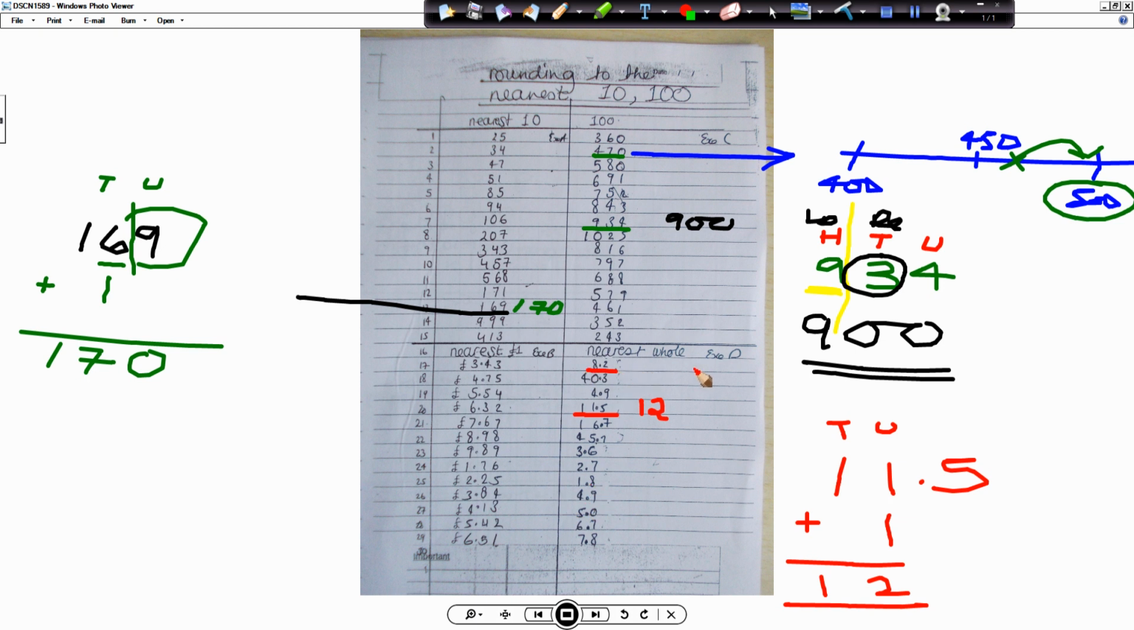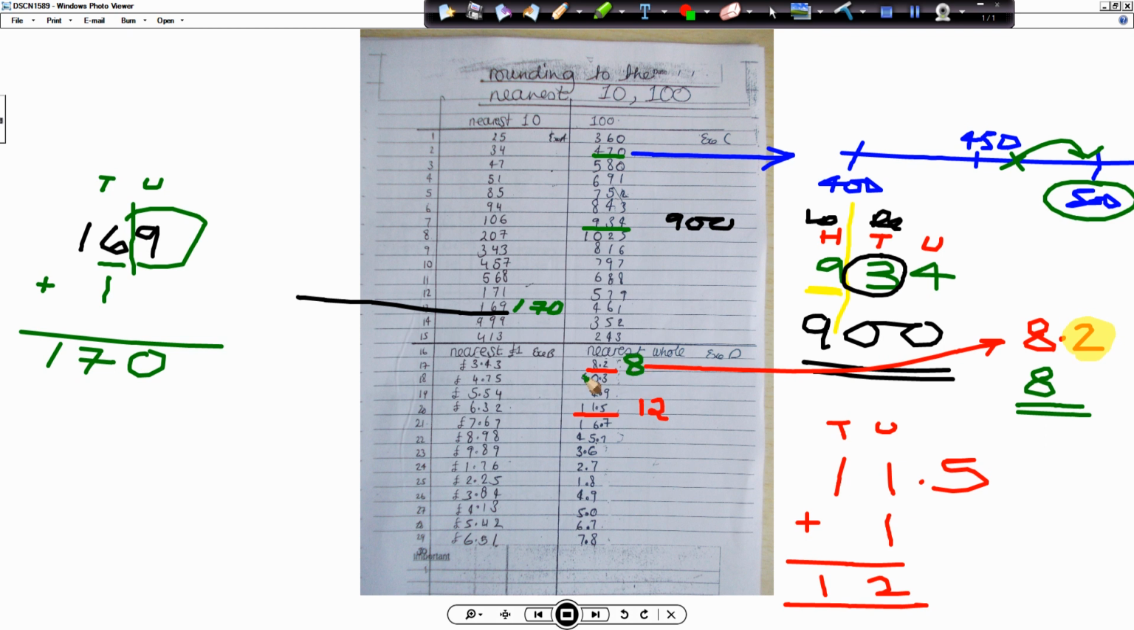8.2. Now 8.2, look at the nearest whole number. Which number do we use for checking? This is the number that we look at. If this number is 5 or more, we add 1 to the 8. Is it 5 or more? No. So what do we do? We just copy the 8 down and stop there. So the number 8.2 to the nearest whole number is just simply 8. Not 8.0, just 8.